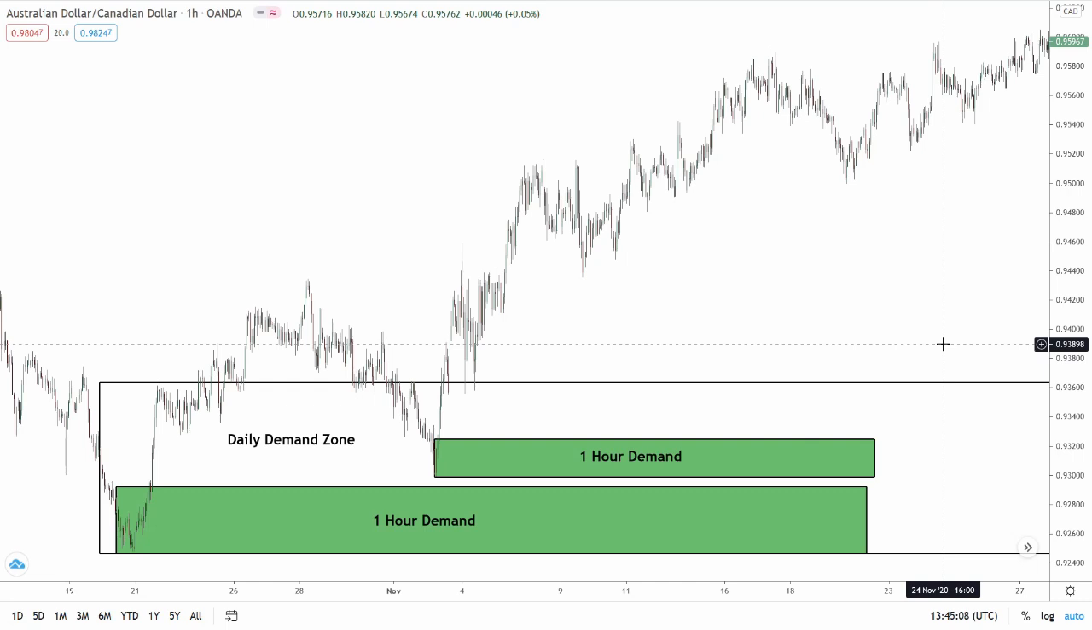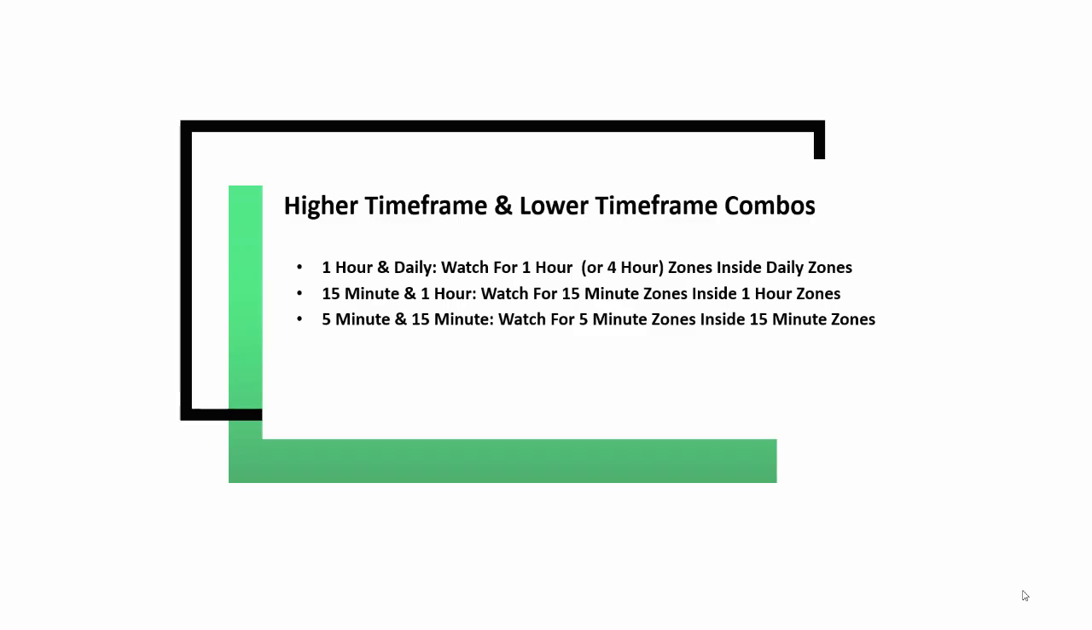Now, if you want to use higher time frame zones as confluence with lower time frame zones, it's really important to only use specific time frames in conjunction with one another. That way you won't be overwhelmed with zones. Like, it doesn't make sense to watch 5-minute zones form within daily zones, because there'll be so many zones that you might as well just trade the daily instead. It won't be worth trading each individual zone because the risk will be huge. Here's a list of what combos I use in my trading.